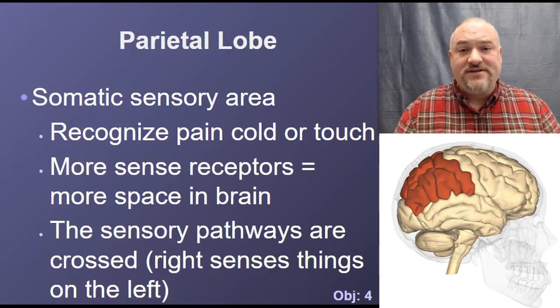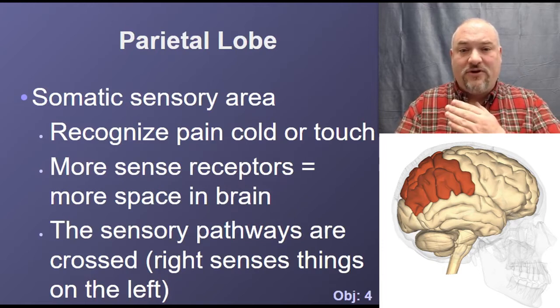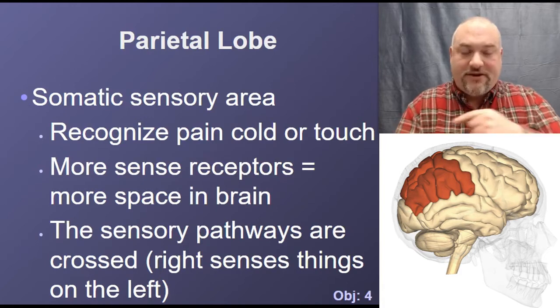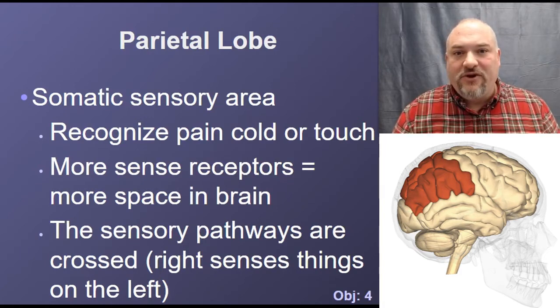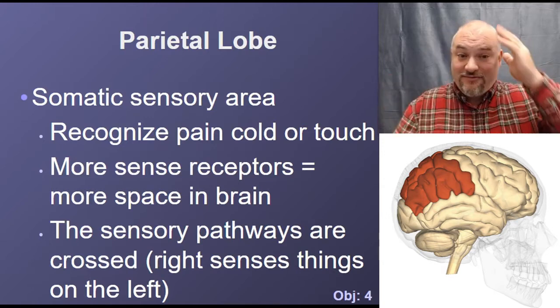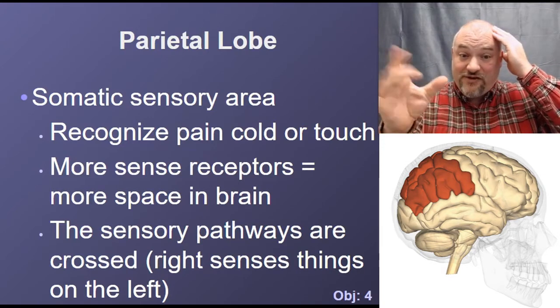The sensory pathways are crossed left to right. It's called contralateral, or opposite sides. So you may know that the left side of my brain controls my right hand, and the right side of my brain controls my left hand, or feels for my left hand.